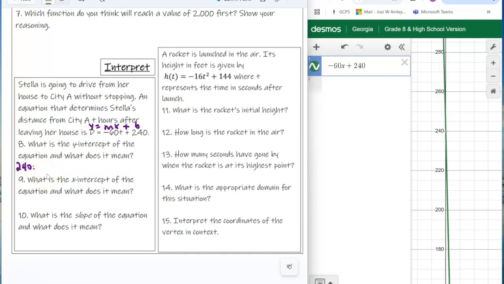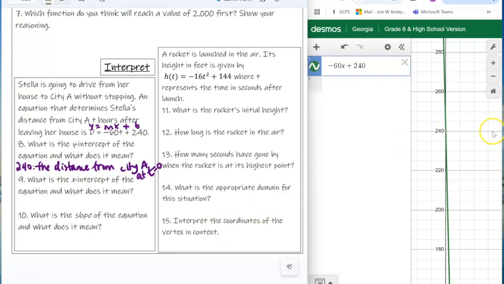So what does this mean? The distance from city A at the start, or at x equals 0, at t equals 0, because they're actually using t. So the distance from city A at t equals 0, or initially, that kind of word. All right, what is the x-intercept?